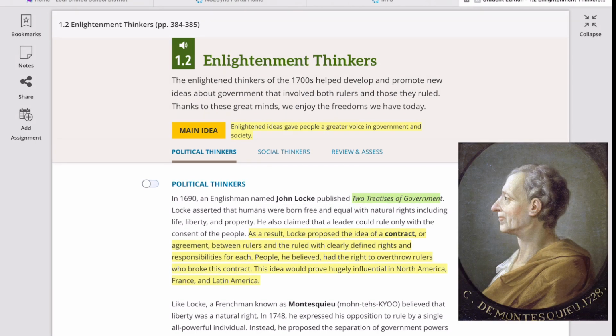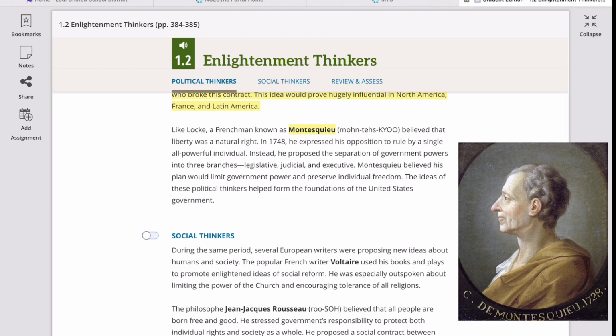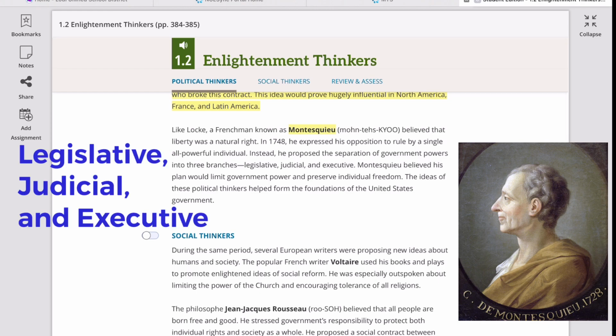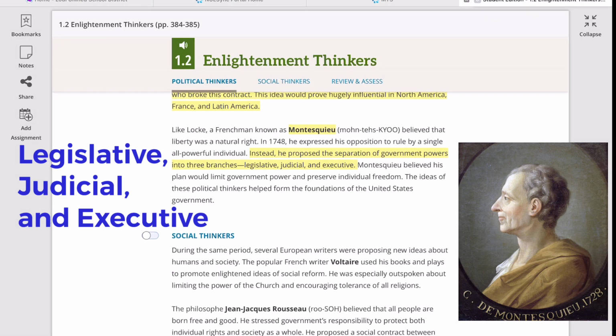Another great influential thinker is the Frenchman Baron de Montesquieu. He believed that liberty was a natural right, just like John Locke. In 1748, he expressed his opposition to rule by a single all-powerful individual. And who is that? That's the king, or sometimes the queen. Instead, he proposed the separation of government powers into three branches: legislative, judicial, and executive. The idea is that this separation of powers, or branches, will limit government power and preserve individual freedom.